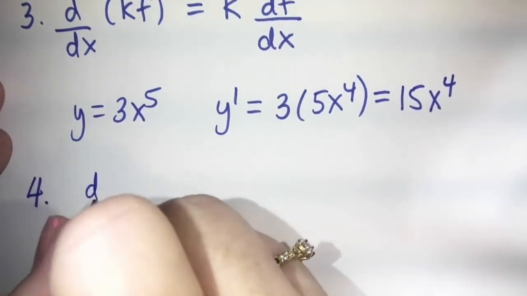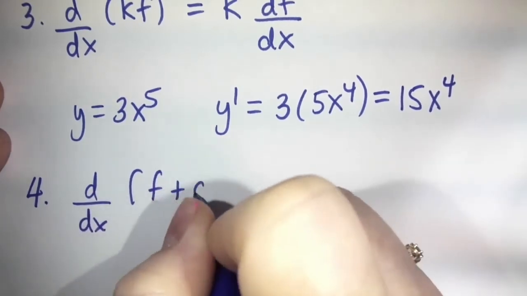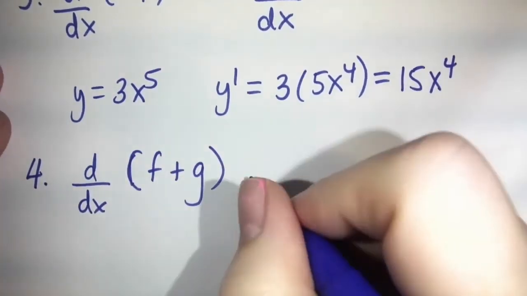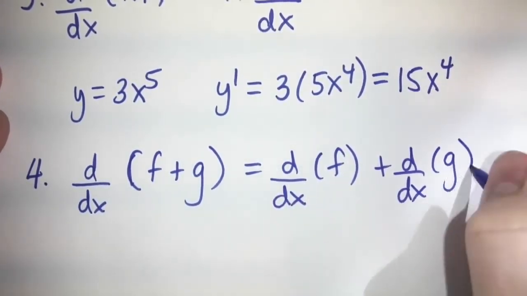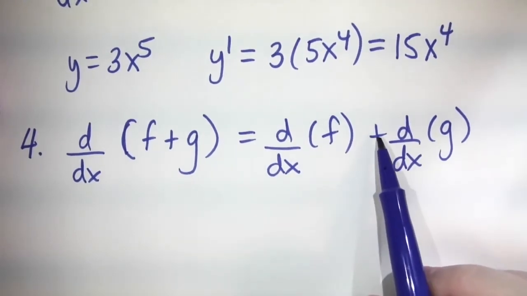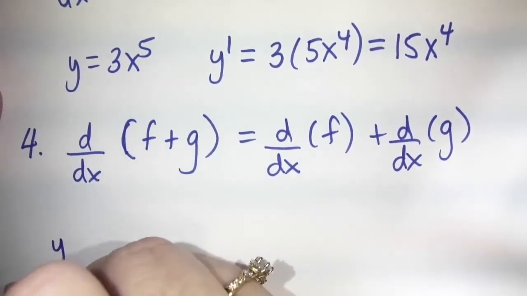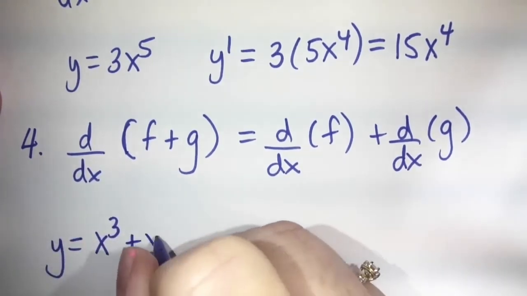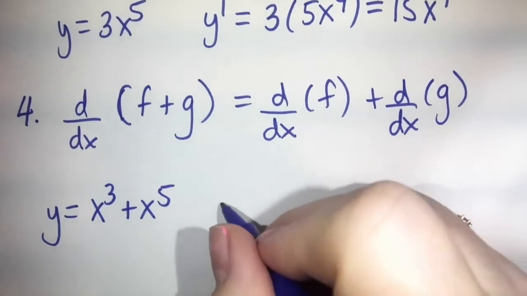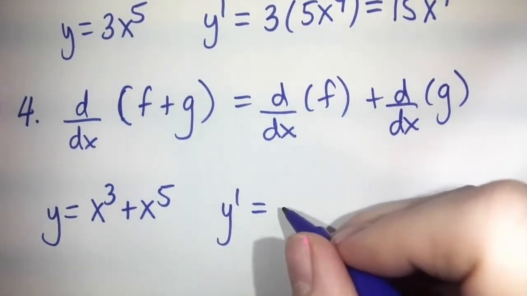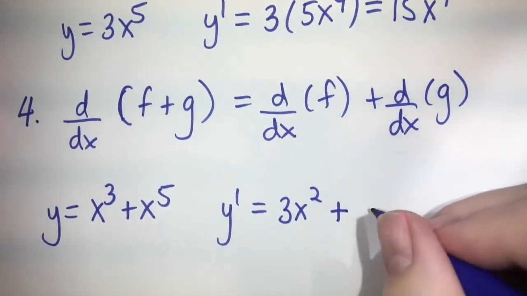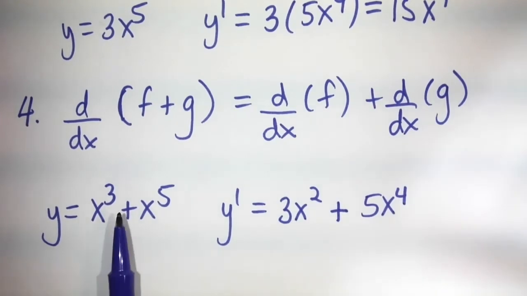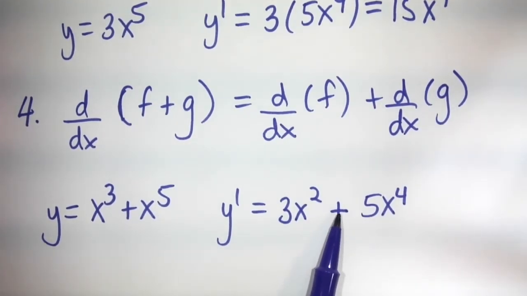The fourth derivative rule is if we have d by dx of f plus g or f minus g. Then what we do here is we do the d by dx of f plus d by dx of g. And if it was subtraction, then we would just change this to subtraction. So if we have y equals x cubed plus x to the 5, for example, then y prime, the derivative of x cubed, would be 3x squared plus, because there's a plus here, and the derivative of x to the 5 would be 5x to the 4. If this were subtract here, then this would be a subtraction sign in the answer between the two.